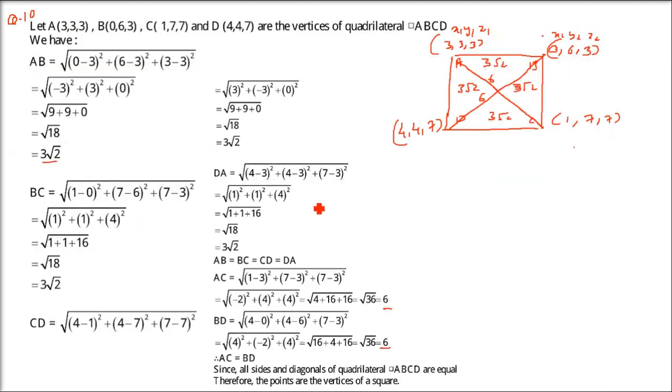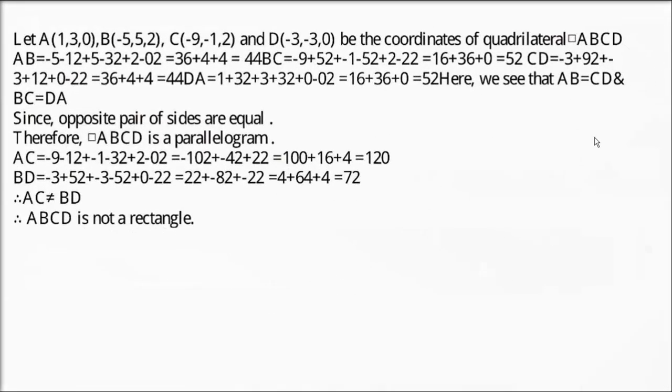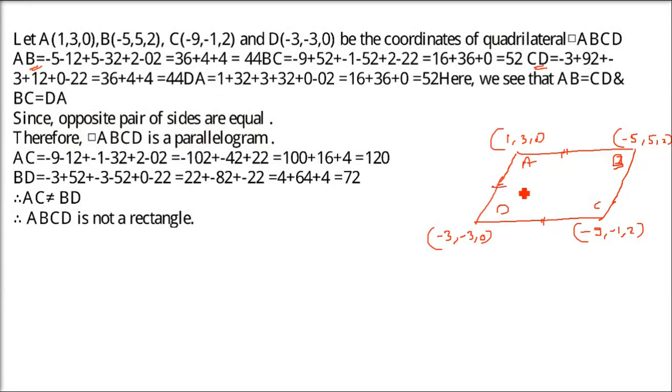This question we have already seen. Exactly the same way you have to find out the distances. The concept I am telling you. So the opposite sides will come equal. That is, it will be a parallelogram.